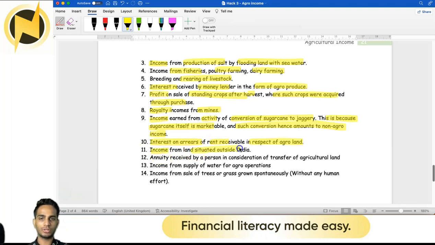Next, any income from land situated outside India. So I have a land in Sri Lanka and I'm doing agricultural activity there and I'm bringing the income to India. No, it will not be agricultural income because it's outside India. Because in point number 1, section 10.1, we learned the land should be in India.